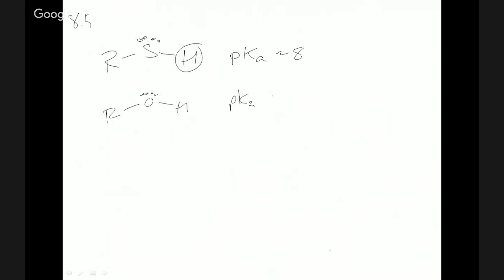Thiols are much like alcohols in some ways, but different, as we would expect. No two functional groups are exactly the same. That's what makes them unique. But just like an alcohol with an OH, we have an sp3 hybridized atom, sulfur. Here, they're a little bit more acidic. Their pKa, this hydrogen's acidity, is about 8. Remember that the alcohols are about 16.